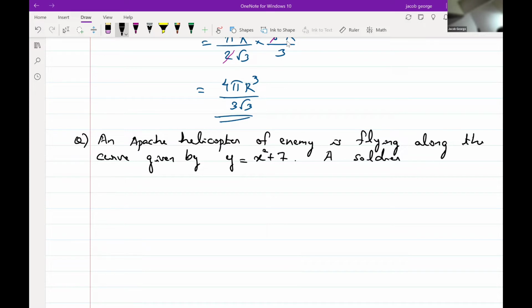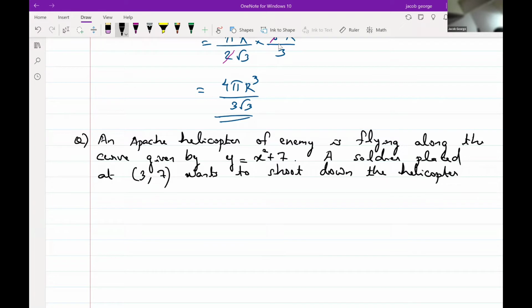A soldier placed at 3,7, coordinate 3,7, wants to shoot down the helicopter when it is nearest to him. Find the nearest distance. Please write this question.